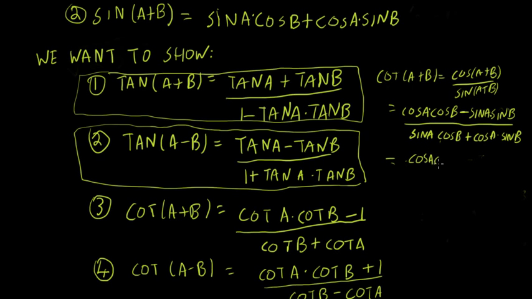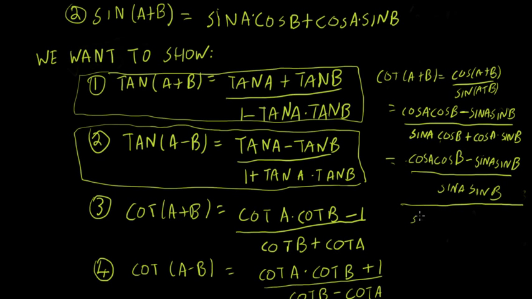So this numerator, cosine of a, cosine b minus sine a, sine b, we're going to divide that by sine a, sine b. We're going to do the same thing with the denominator. Sine a cosine b plus cosine a sine b. Divide that by sine a sine b.